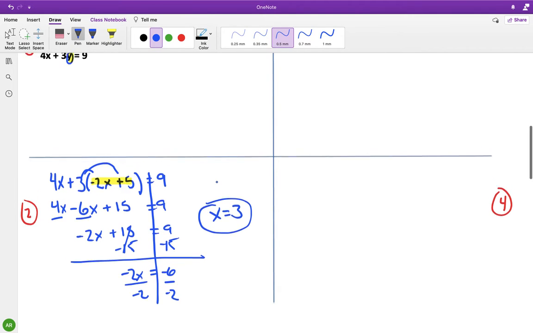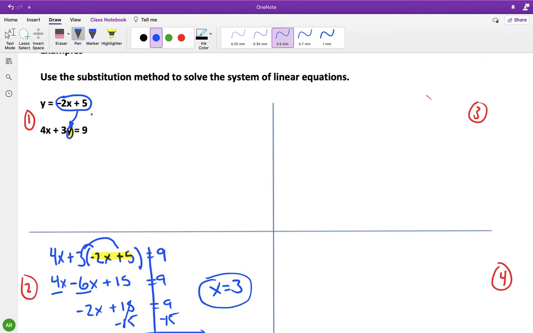Okay, great. Halfway there. I'm going to pick either one of these equations. Doesn't matter. I'm going to go ahead and use the top one now. So I'm going to plug in and get y equals, and now I'm going to replace that x with 3. So I replace this x with the value 3. I'm just going to solve for y. y equals negative 2 times 3, which is negative 6, plus 5. Negative 6 plus 5 is negative 1.